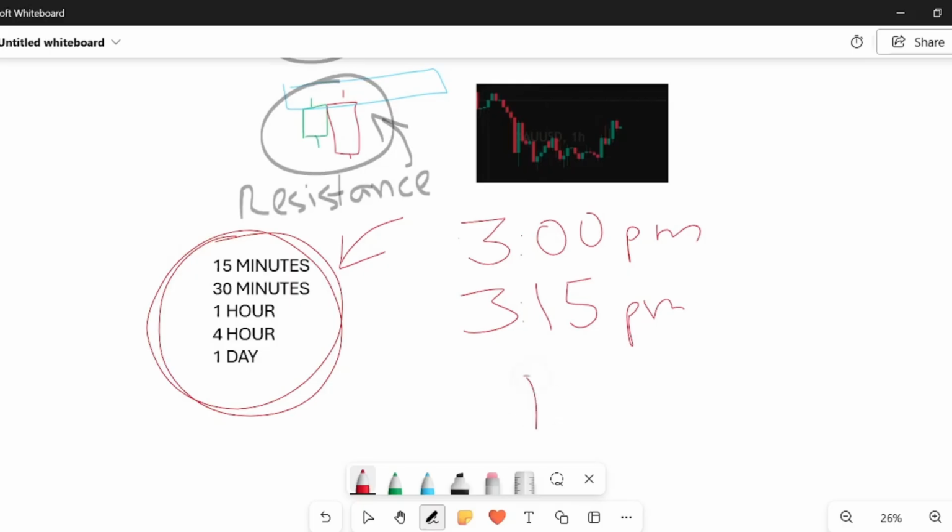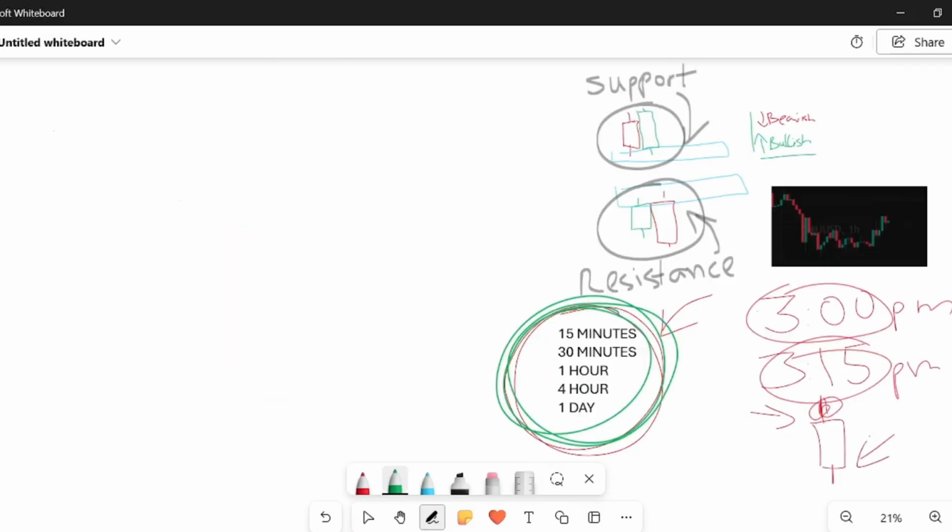Say for example this candle is a bearish candle. A bearish candle always opens up at the top and closes at the bottom. So when it opened up, it was 3 p.m., but when it closed, it was 3:15. These wicks represent the movement of these candles. Now allow me to elaborate on these time frames a bit more.